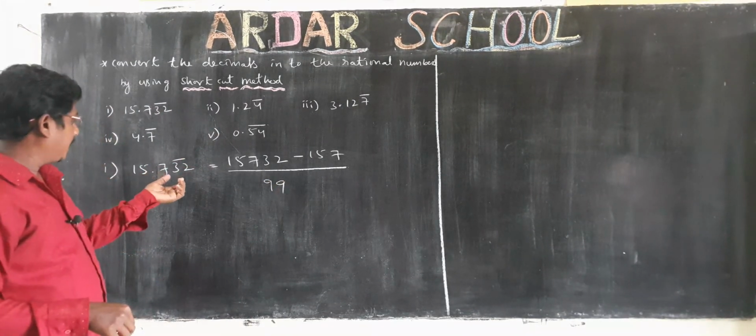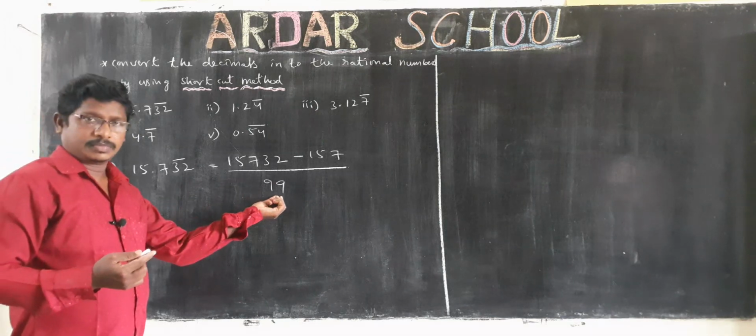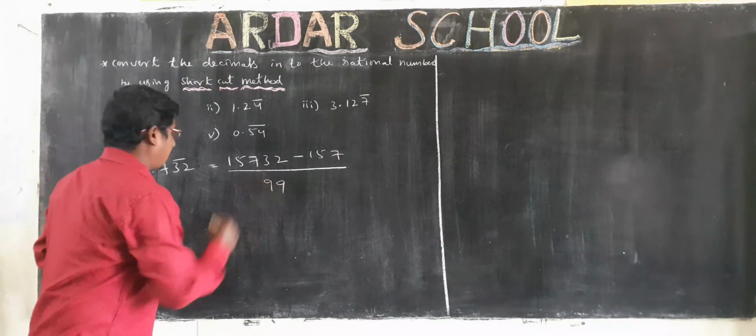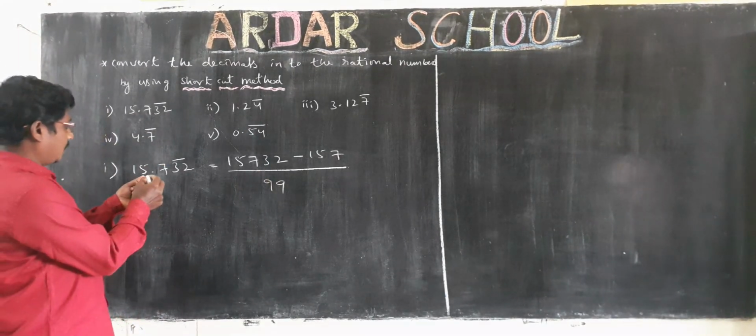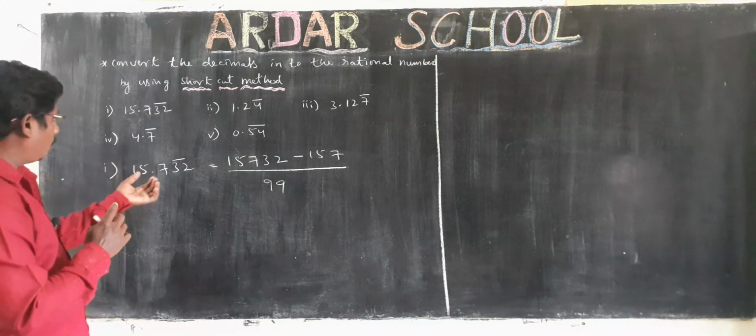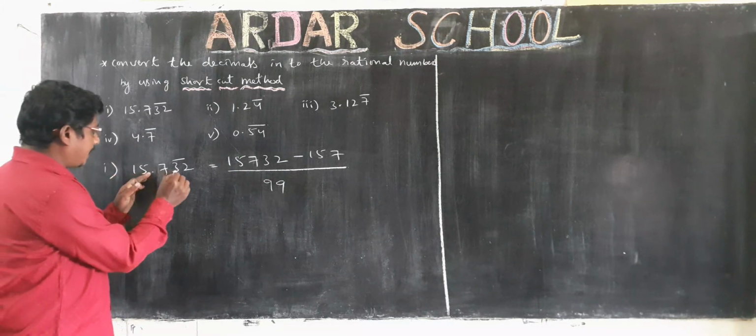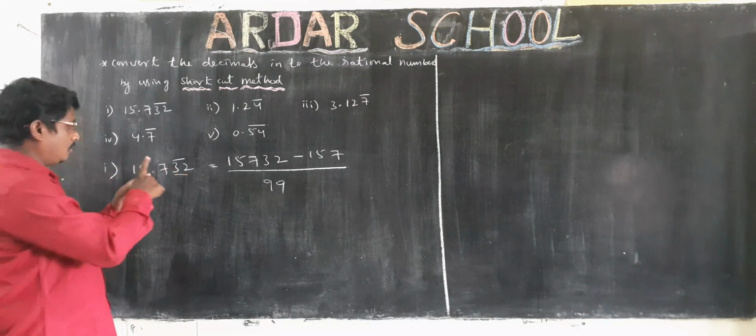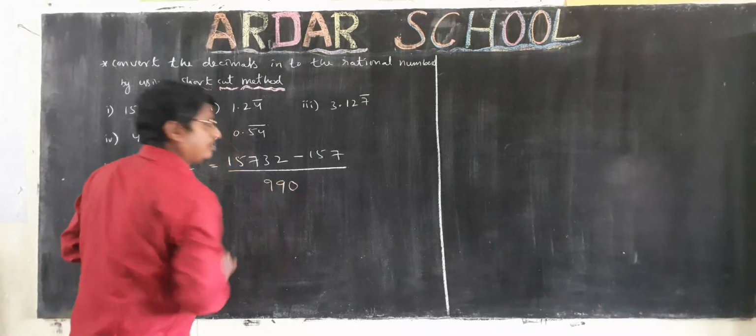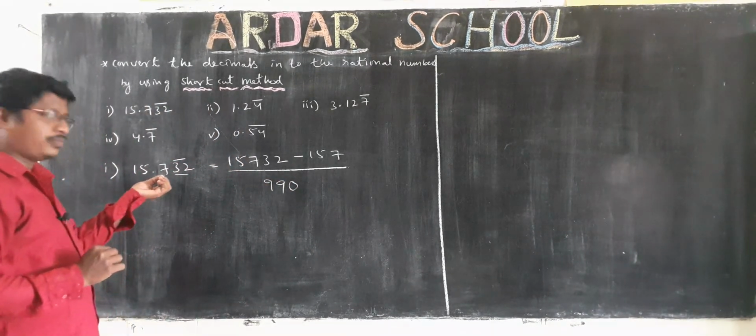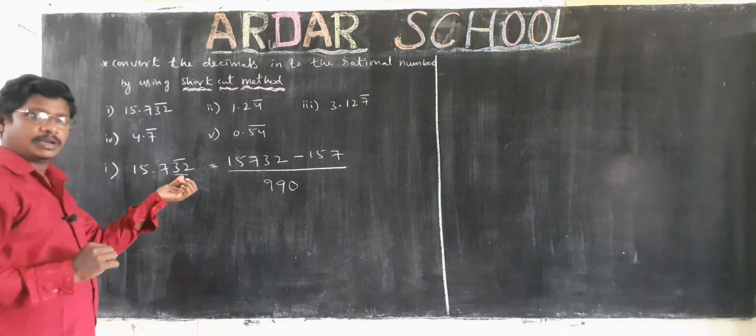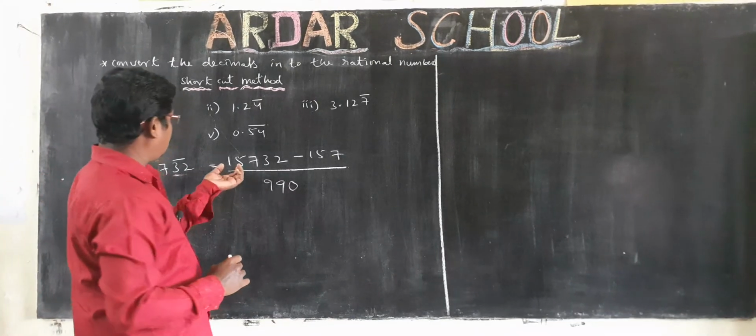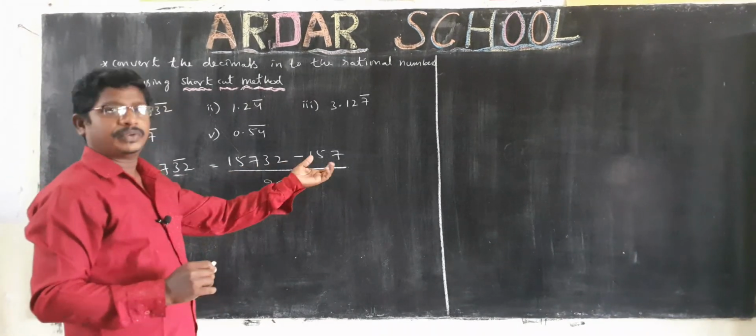If the periodicity is 1, write one 9. If it is 3, write three nines. Next, find how many digits are between the decimal point and the recurring part. How many decimals are there? 1 decimal digit, so write 1 zero. In case there are 2 digits between the decimal point and the recurring part, write 2 zeros. So first, 15,732 minus 157. Subtract these two.